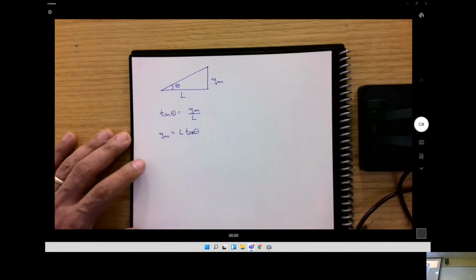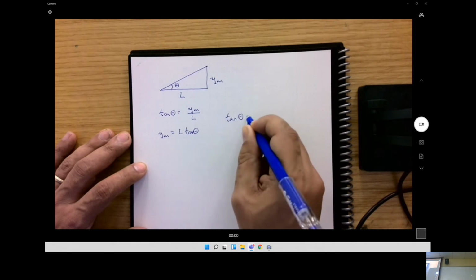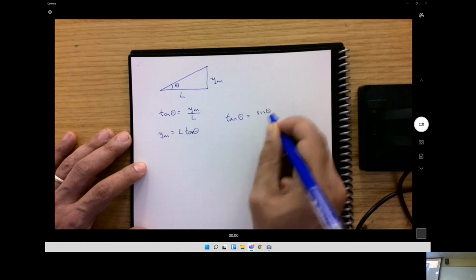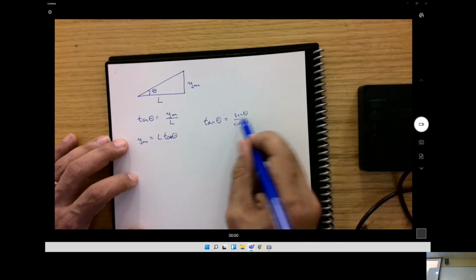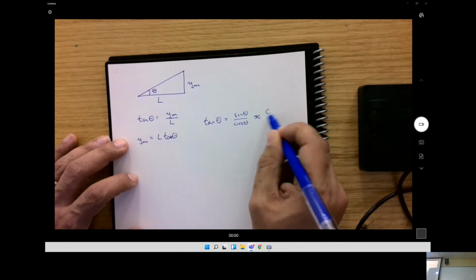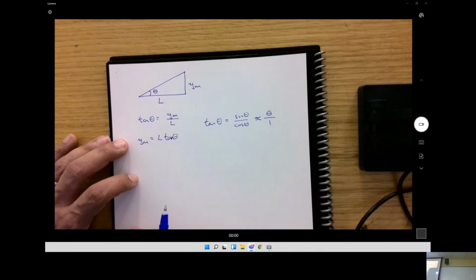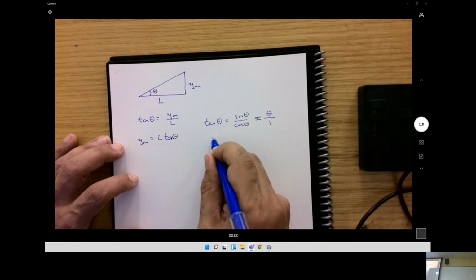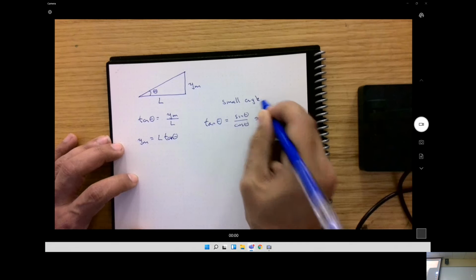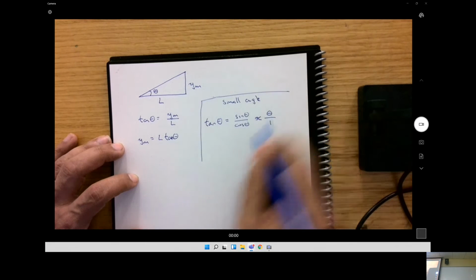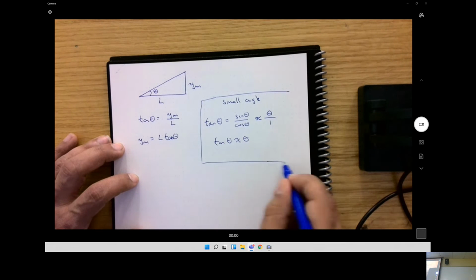Now again, we're working with a small angle approximation. Tangent of theta is the same as sine of theta over cosine of theta. Using small angle approximation, I know that sine of theta is going to be theta, and cosine of theta will be very close to 1. So with a small angle approximation, I can say that tangent of theta is very similar to theta.